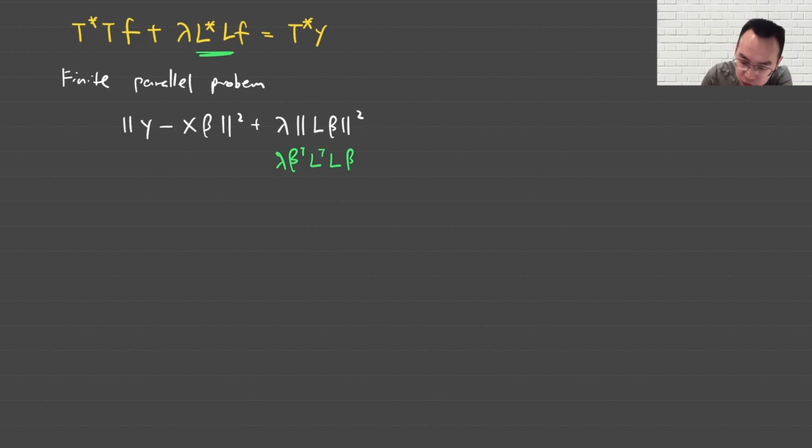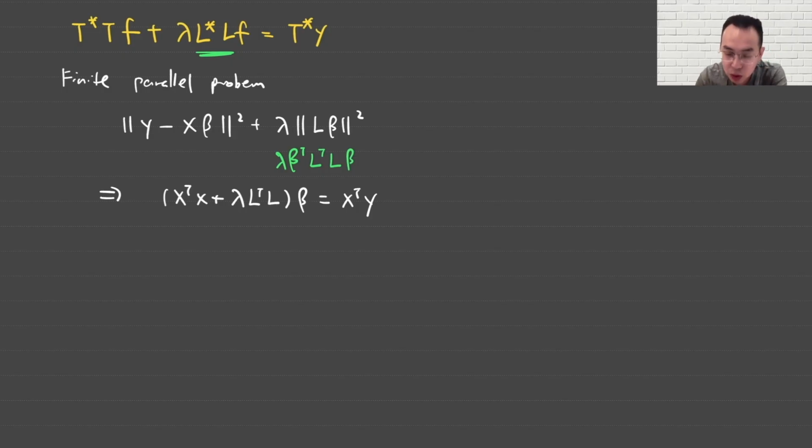Then if we solve this by taking the derivative, we end up with the normal equation: x transpose x plus lambda L transpose L, times beta, equals x transpose y. So that's going to be the normal equation for this problem.